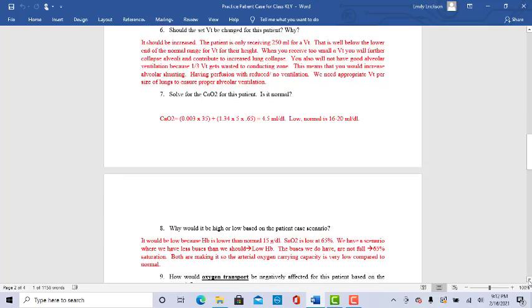The next question that I have is, why would it be high or low based on the patient case scenario? And what I really would like you to say very specifically in this, it would be low because the hemoglobin is lower than the normal 15 grams per deciliter. It would also be low because your SaO2 is low at 65%. So I am telling you that you don't have as many buses as you should have. And of the buses that you do have to carry oxygen, they're not full. They're only 65% full. They're not even 100% full. So you have a low amount of buses, and of the buses you have, they're not full. So you would definitely expect the carrying capacity for oxygen to be affected in this way.